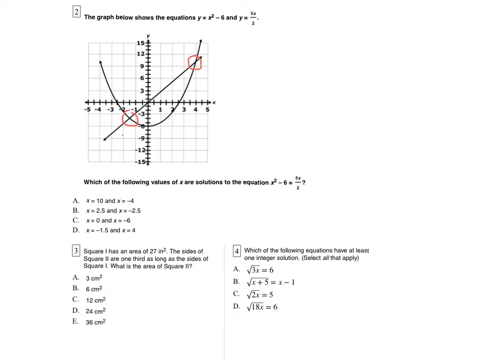So I see the x value here is about negative 1.5, it looks like. And then the x value up here would be a positive 4. So I'm just going to say that's option D.